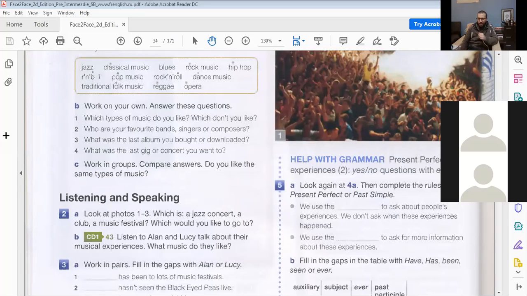All right. So let me show you the options. The first option is jazz concert. Second option, a club. And the third option, music festival. These are the only 3 options. We want to match these 3 options to the photos.